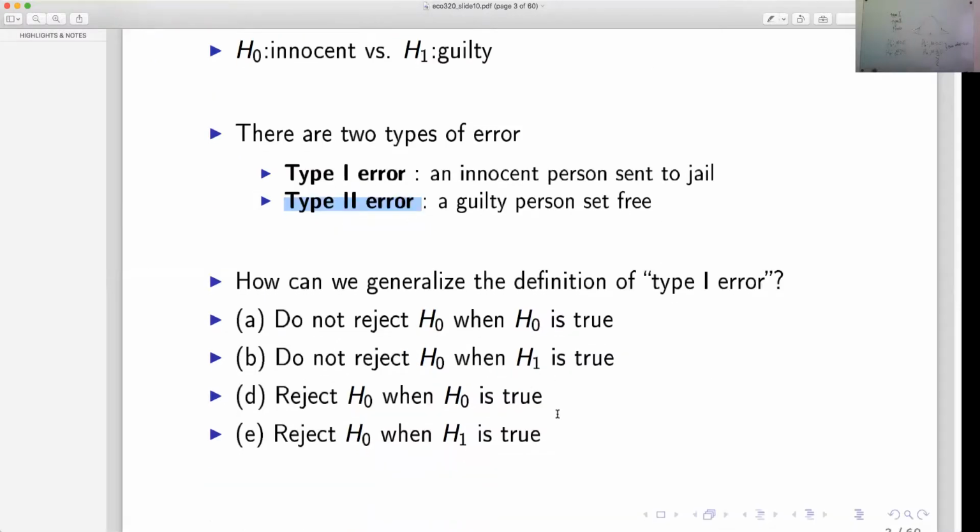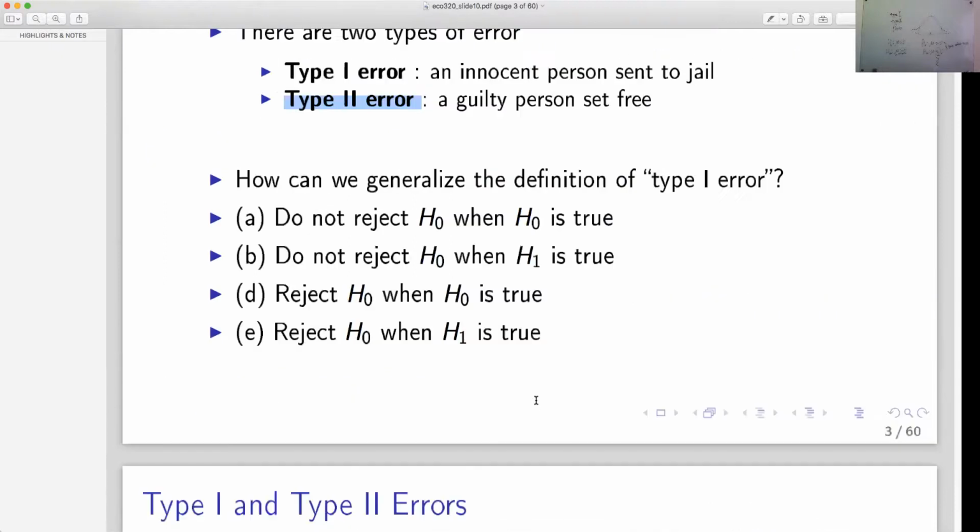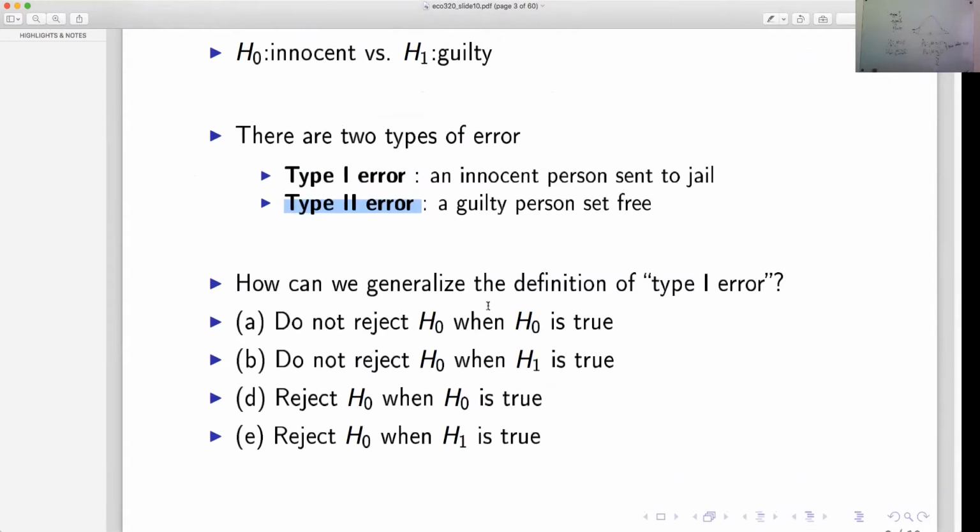Okay, can you generalize the definition of type 1 error? I already gave you the answer. So what is the answer? Basically, we reject a null hypothesis that is true. So the answer is D.